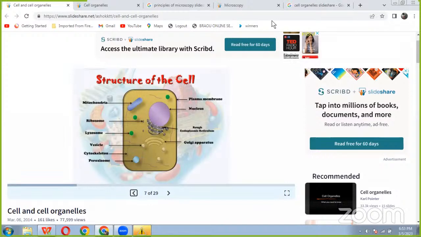What are the functions of the cell wall? The main function is that it provides mechanical strength, resistance to tensile stress, stress relaxation, and cell expansion.